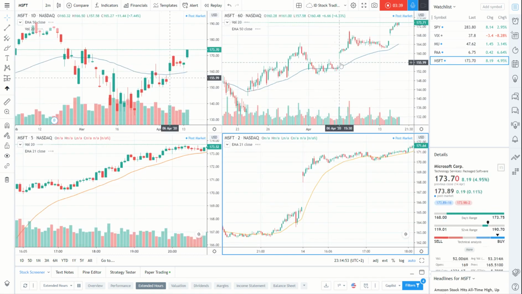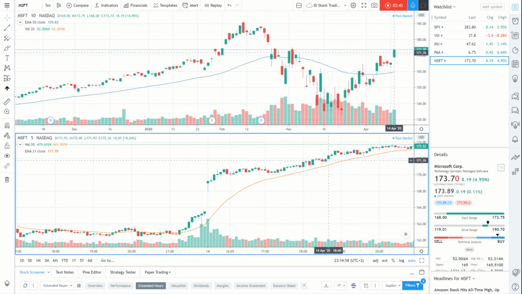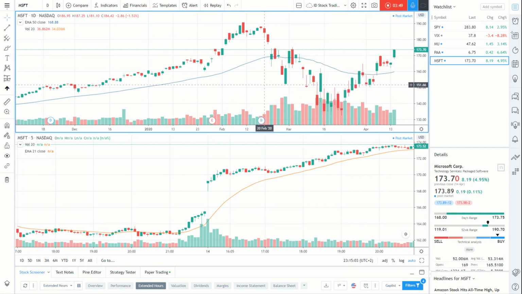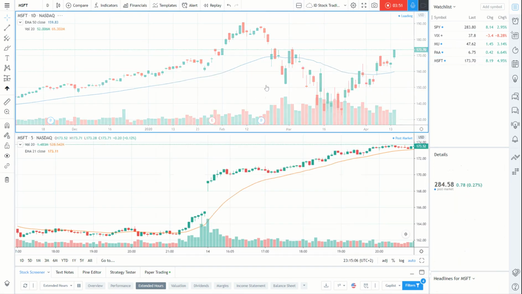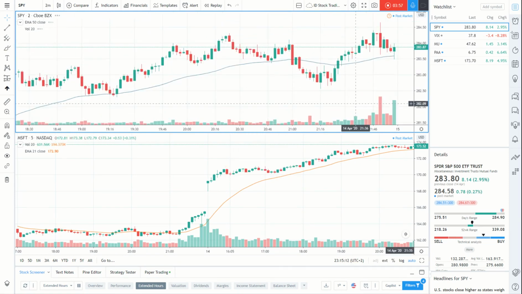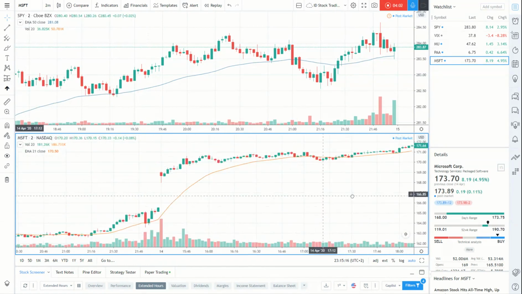And finally the Microsoft, and for this one I will switch over to a different layout. And let's unlink the symbol, and let's place the S&P here. Okay, so 2 minutes and 2 minutes. All right.